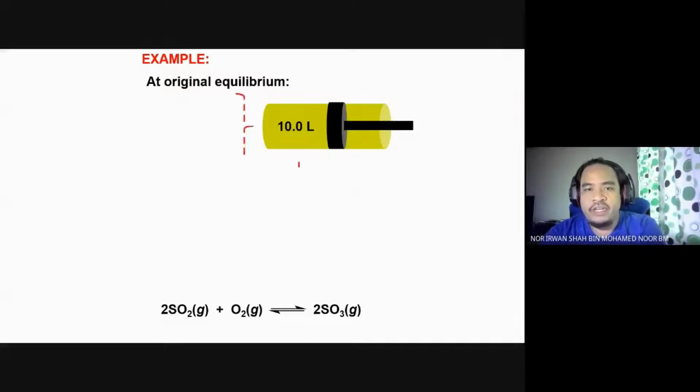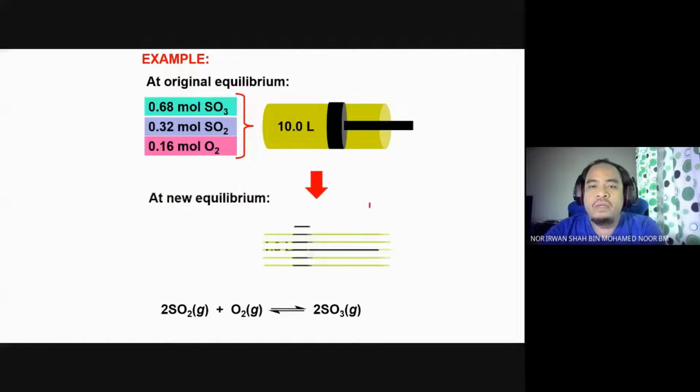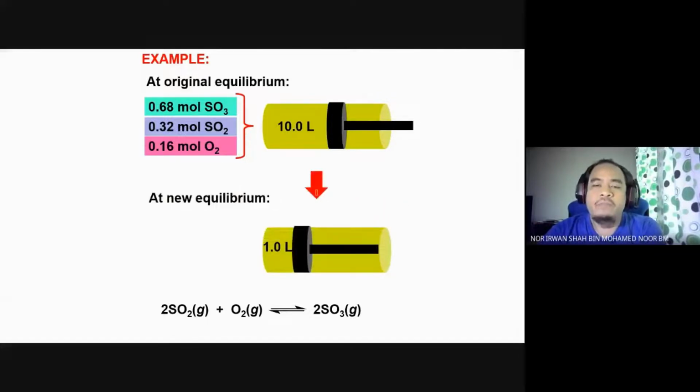Okay, and originally, class, these are the moles of the 3 gases in this 10 liter container. The initial volume is 10 liters. So what we did, we compress this gas from 10 liters to 1 liter. And see what will happen.